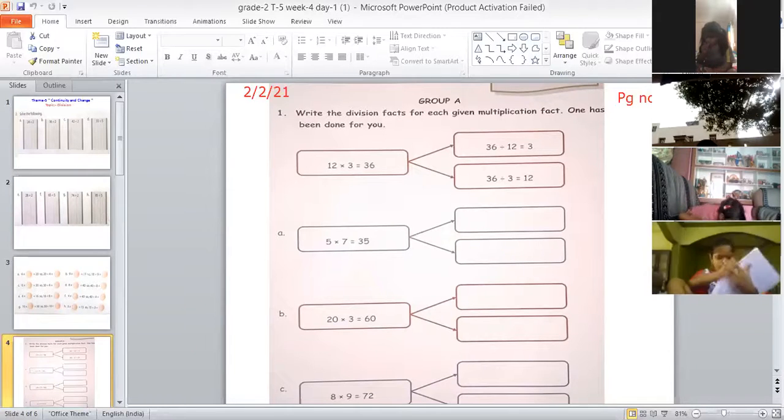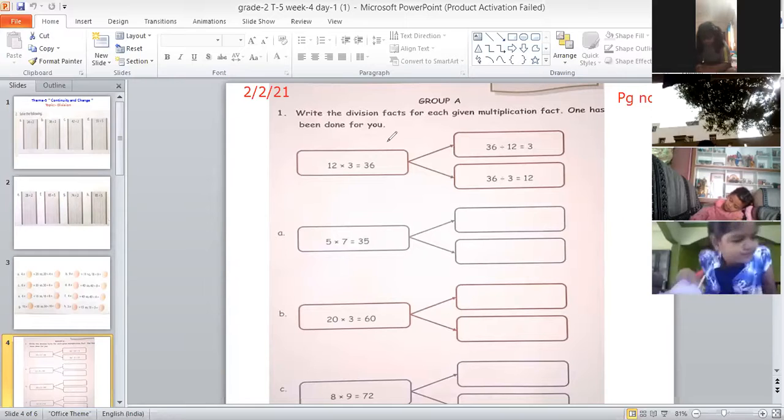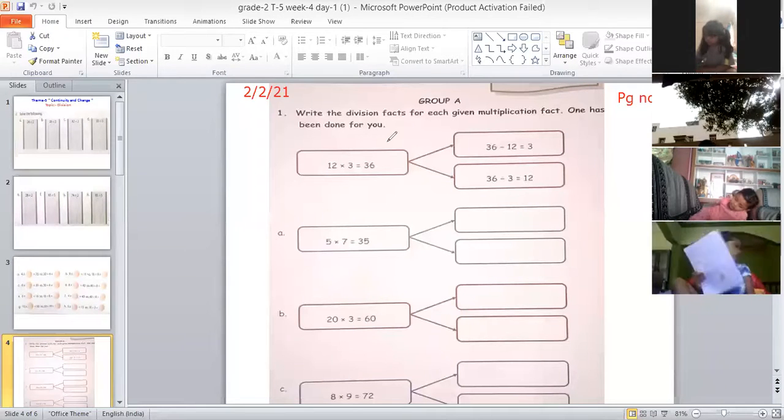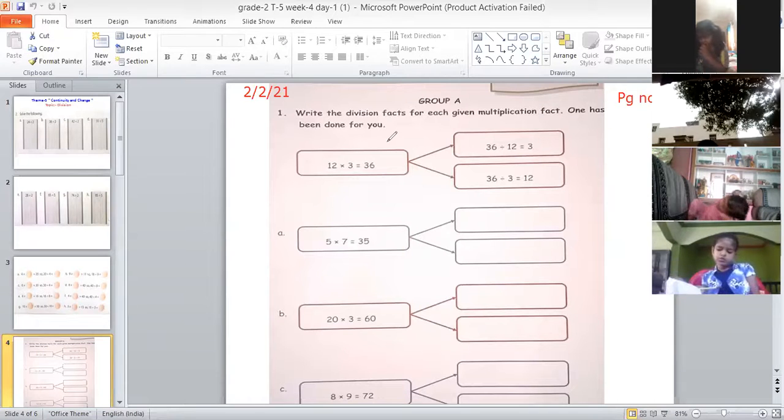Devansh, please read this question for us. Okay, ma'am. 6 multiply 7. Write the division facts. Devansh, read the question first. Question number 1, write the division fact for each given multiplication fact. One has been done for you. Good. Now, read what is there in the example.